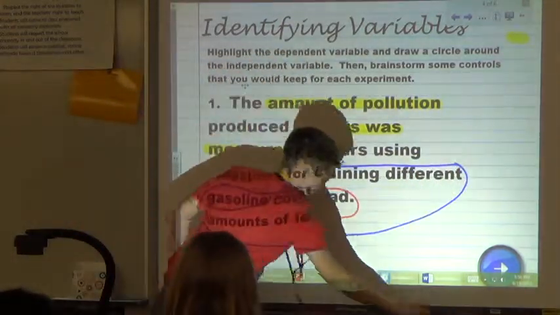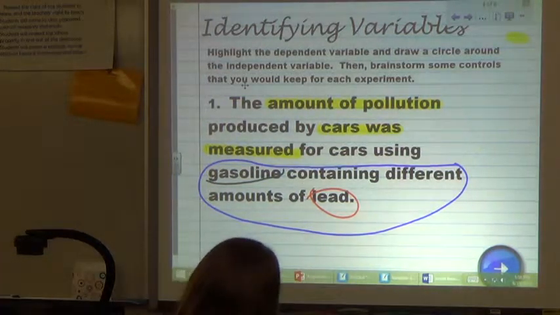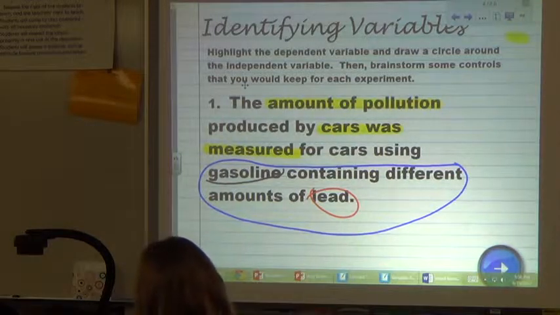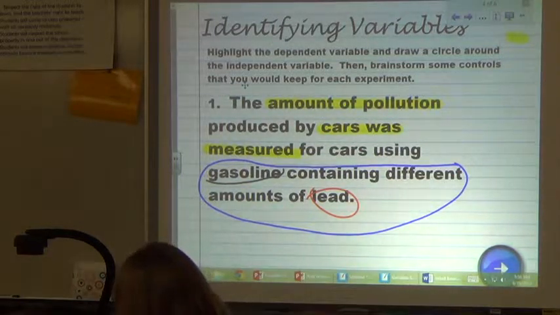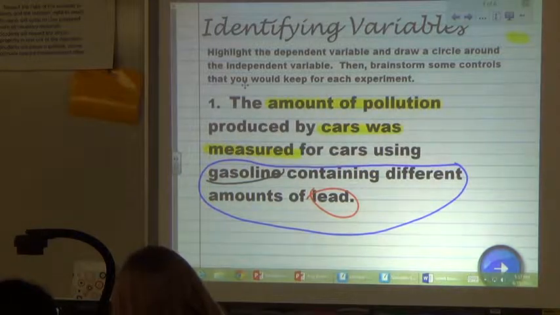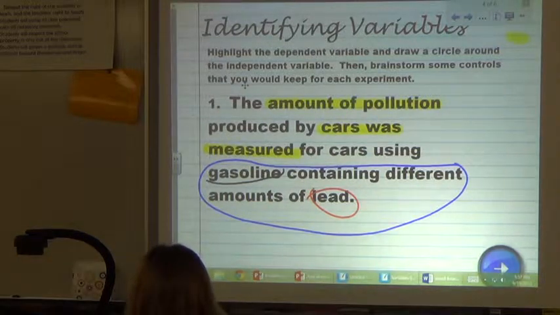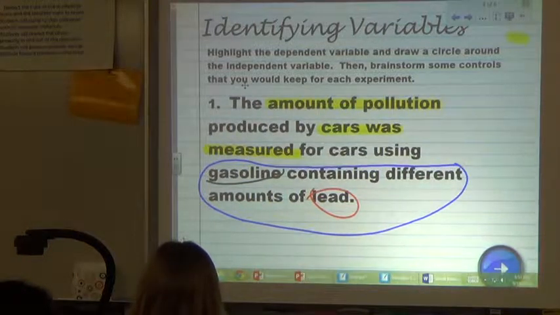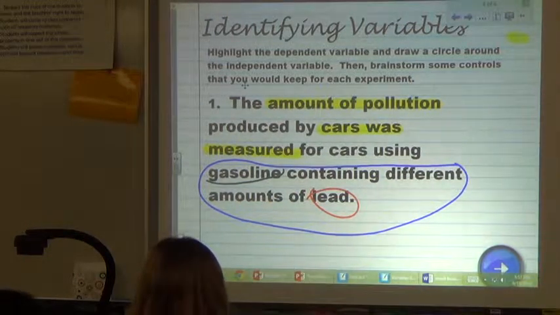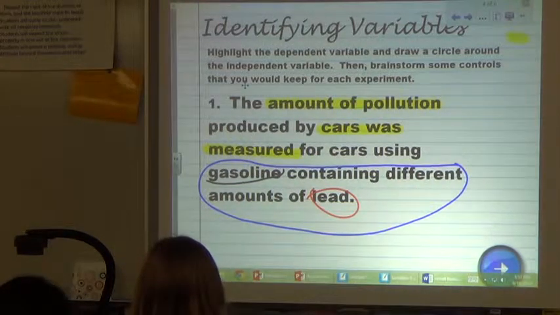Perfect, okay. I have what I think is the most important control variable in my head. I hope you can come up with it. What is the most important control variable? What should be consistent? What should remain the same to be able to have a valid experiment? I'm just going to call on people because I can. Luis, can you think of one major control variable?